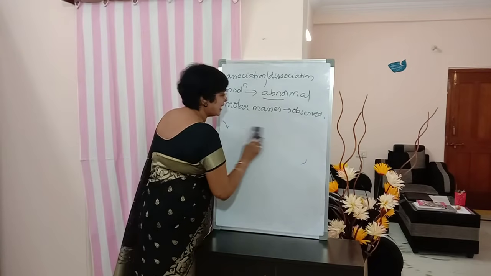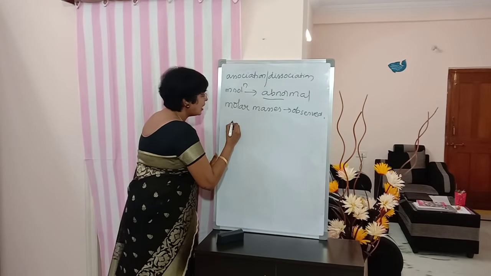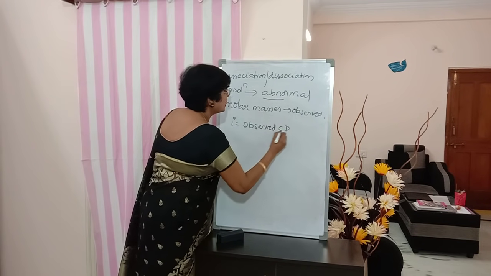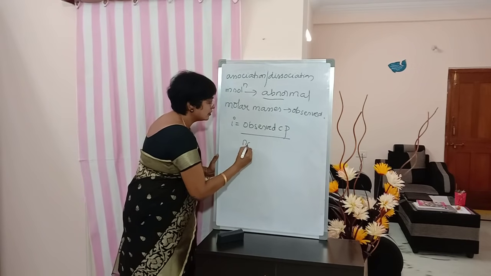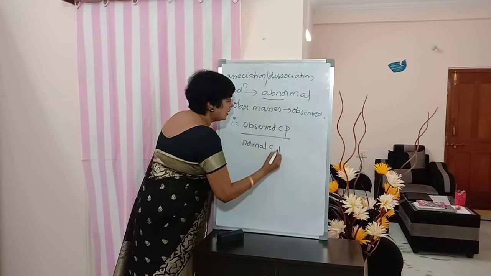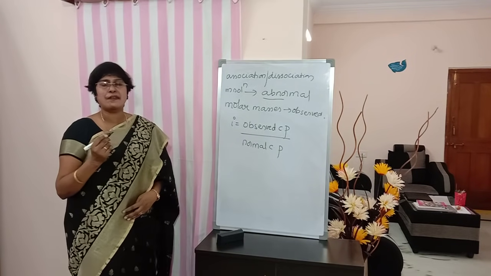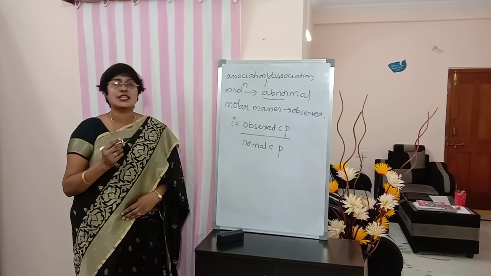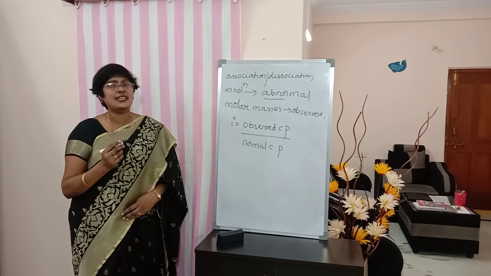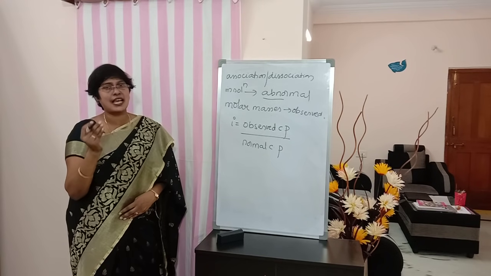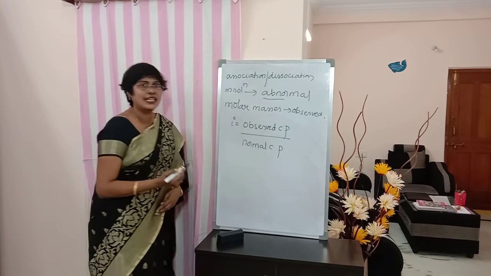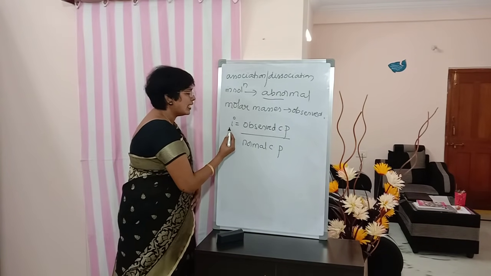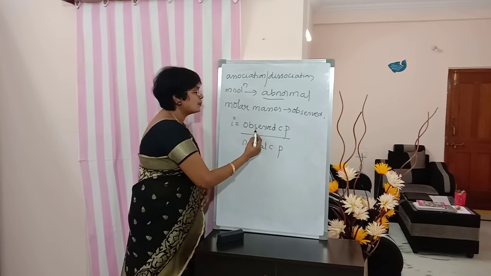This i is nothing but, write down students below, i is equal to observed colligative property by normal colligative property. That means the Van 't Hoff factor is the ratio of observed colligative property. What is meant by observed colligative property? That is the experimental value, by normal colligative property, after dissociation, before dissociation.